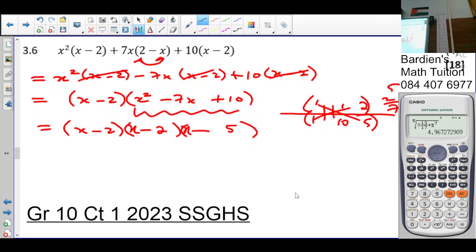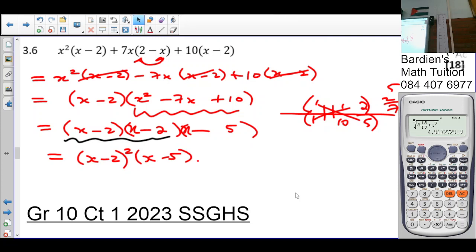Now what do you notice here, people? They're the same. So this can be written as x minus 2 squared. You should have lost a mark, but I think because it was only 4 marks, it didn't penalize the last step. Okay.